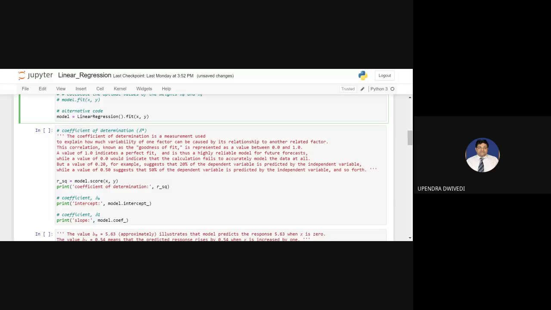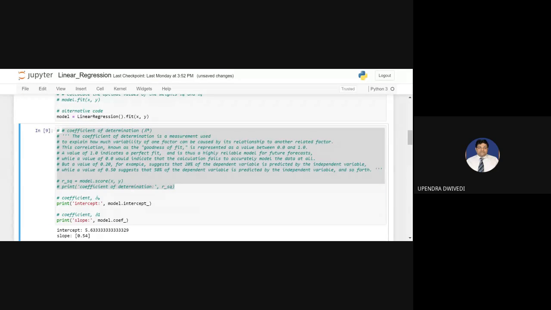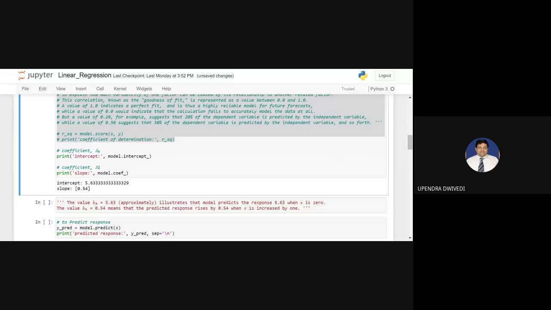What is the coefficient of determination? We'll discuss later. So right now let me skip that. That is not required. We'll discuss what the coefficient of determination is, because that is an important part of the regression model. Now we have the model.